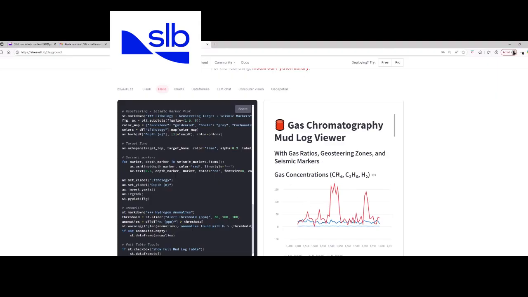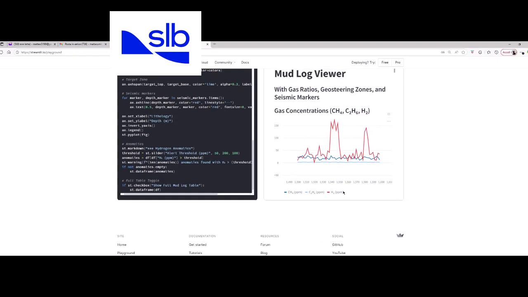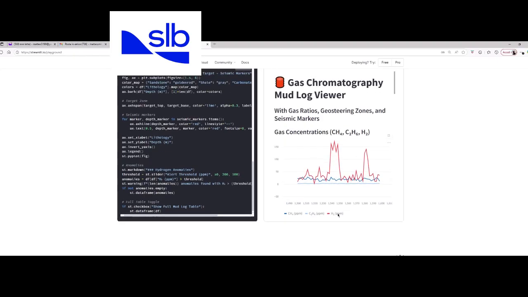So we have the different gas concentrations. We have a mixed gas situation with methane, ethane, and hydrogen. You can see the graph represents the parts per million of the different gases. In this case, we have a high concentration, a high part per million of hydrogen.